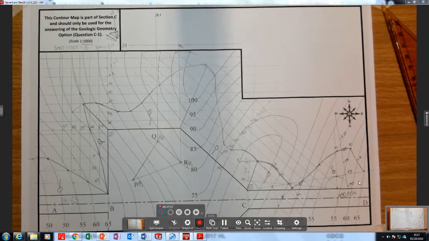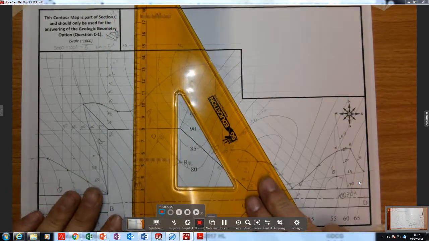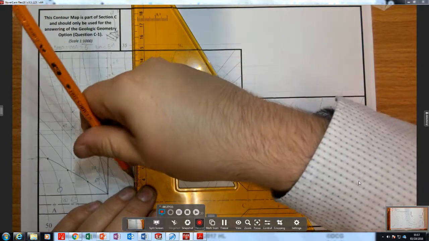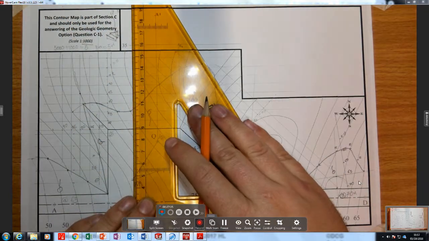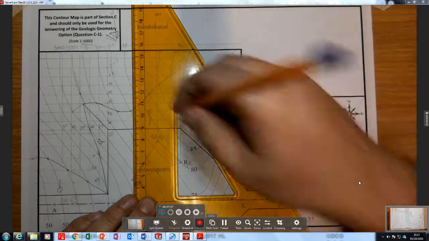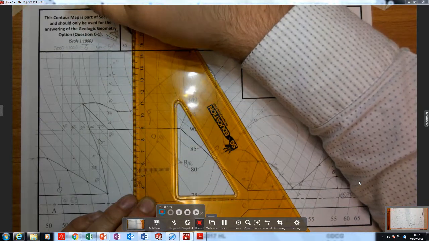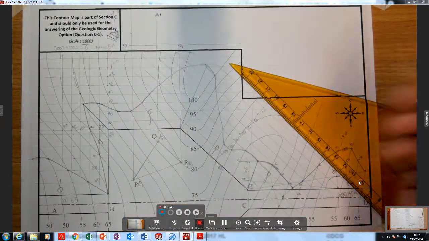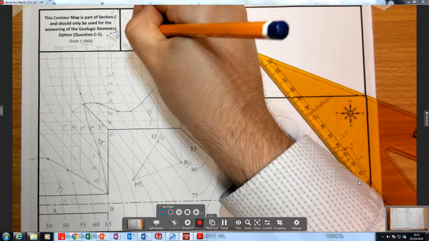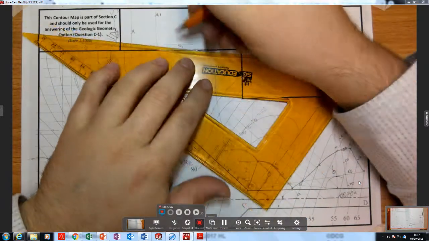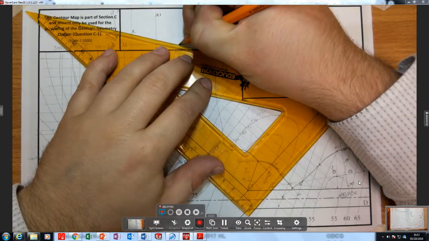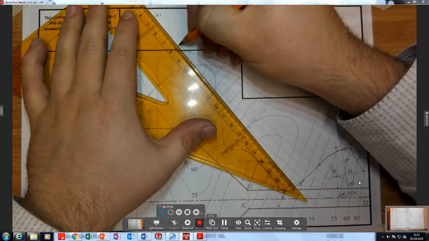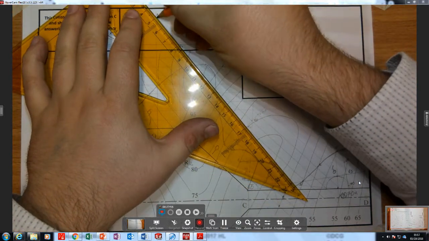Okay, and P is at an altitude of 45. So how far do I measure up from the 35 line? What do you think? I'll measure 10, because 45 minus 35 is 10. Alright, P1. So we join these together. That's our elevation.